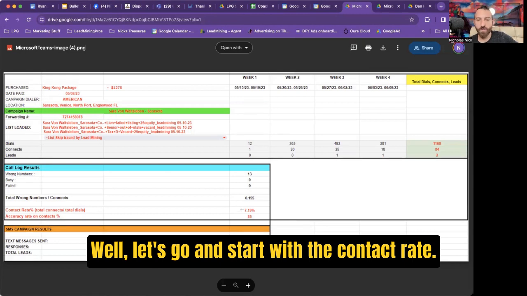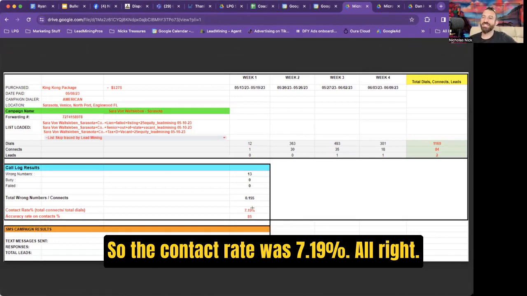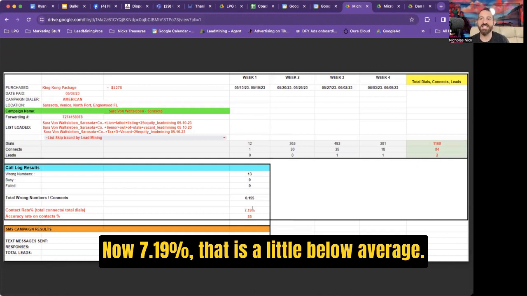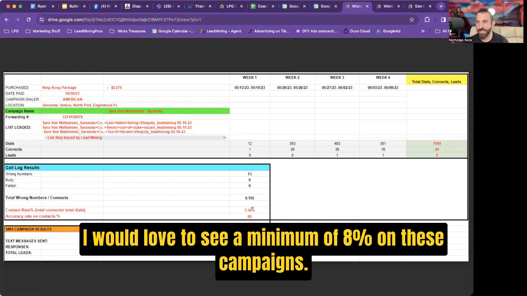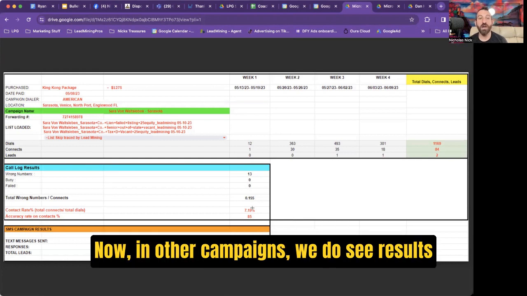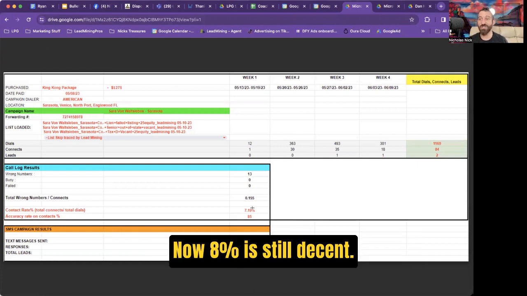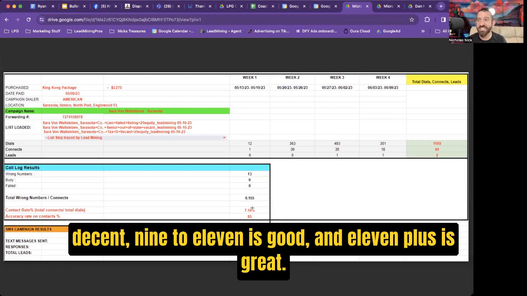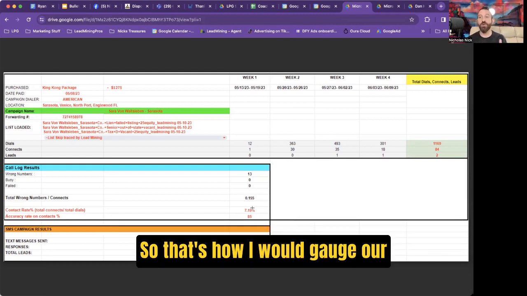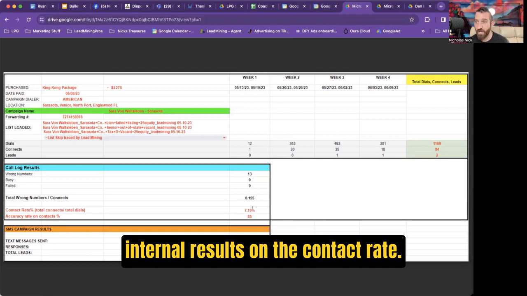Well, let's start with the contact rate. The contact rate was 7.19%. Now, 7.19% is a little below average. I would love to see a minimum of 8% on these campaigns. In other campaigns, we do see results up to 12%, even up to 13% sometimes. Now, 8% is still decent. It's perfectly average. So the way I would gauge it is 8 to 9 is decent, 9 to 11 is good, and 11 plus is great. So that's how I would gauge our internal results on the contact rate.